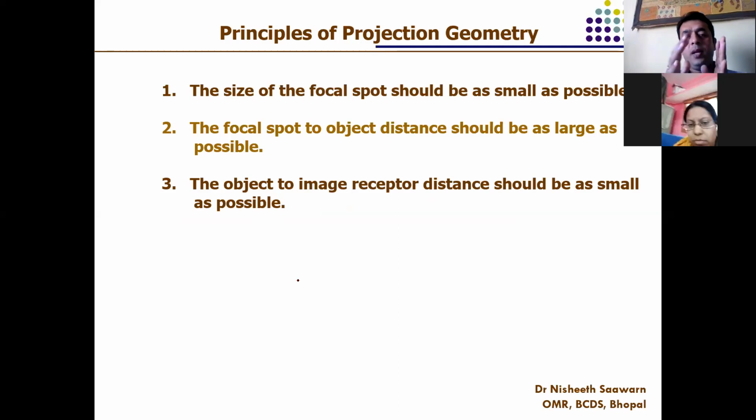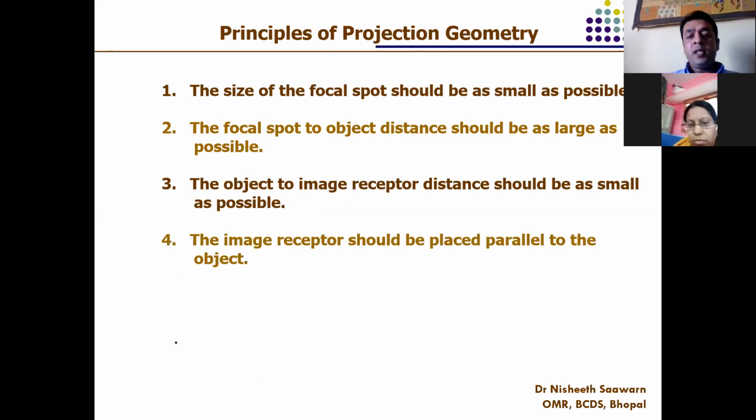If they are further, the light ray is divergent, so the image will get enlarged and you will not get a good size image. Then the image receptor should be placed parallel to the object. This is very obvious. The wall and the object both should be parallel. If it is tilted, the shadow will not be good.